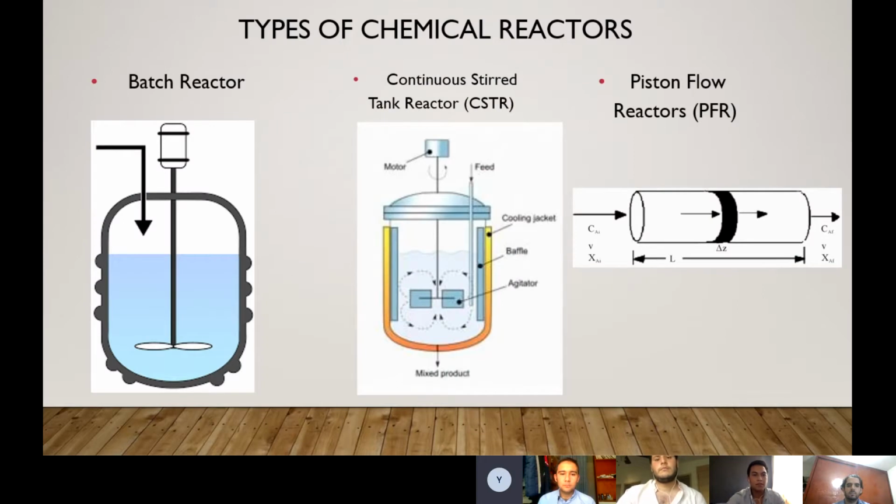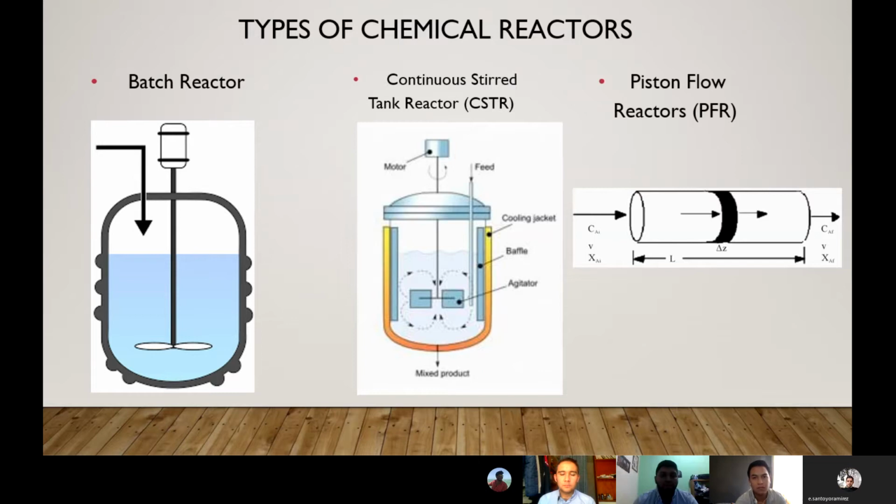Types of chemical reactors. There are 3 types of chemical reactors: batch reactor, continuous stirred tank reactor, and piston flow reactor. Choosing one of these depends on what variable you want to control, temperature or pressure, and how well you need the solution to be mixed.